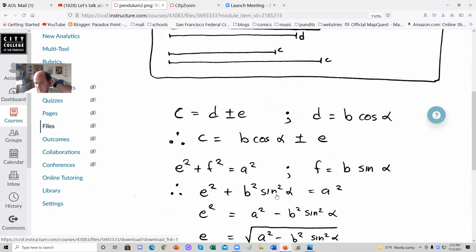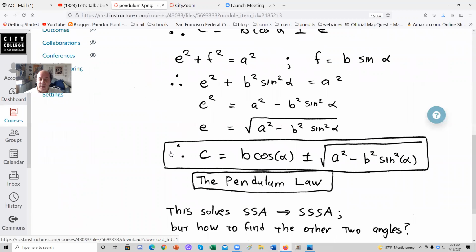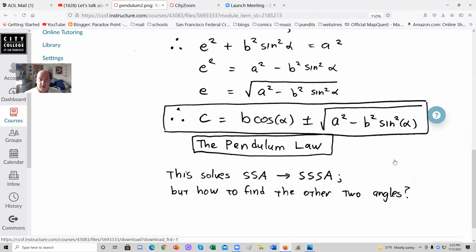That's easy enough. So putting this together, E squared plus B squared sine squared alpha equals A squared. So E squared equals A squared minus B squared sine squared alpha. So use the square root of that. And so C is B cosine alpha plus and minus the square root of A squared minus B squared sine squared alpha. I call this the pendulum law. I'm sure it's been known. I had to rederive it for this course. It's another way to solve the side-side-angle problem.